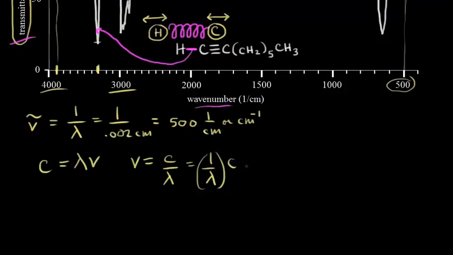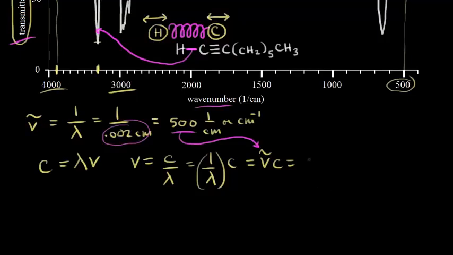1 over lambda was our definition for wave number. So you could say that the frequency of light is equal to the wave number times the speed of light. So let's go ahead and do that calculation here. So we talked about this as being a particular wavelength. We found the wave number. Let's plug that wave number into here, and let's see what we get.